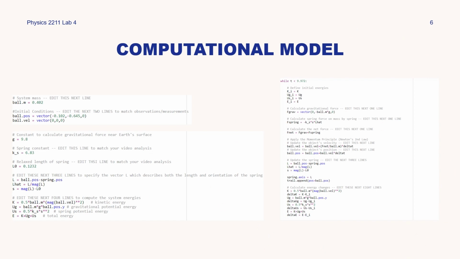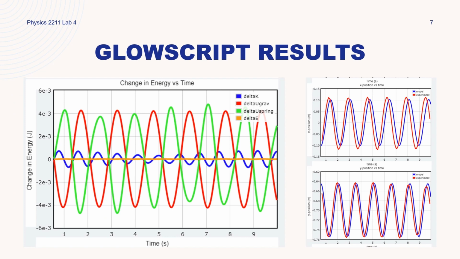In the model shown on the right, it's seen that the computational and experimental models are very close and appear to be just shifted off from one another. Furthermore, on the graph on the left, you can see that the change in potential energy is perfectly matched with the change in kinetic energy, therefore giving the orange line, the total change in energy, as a flat line, aka constant.